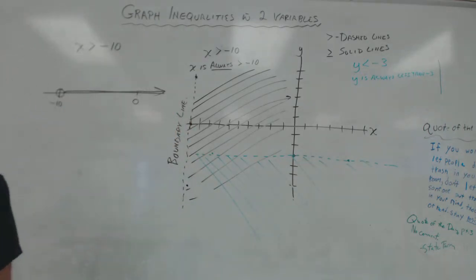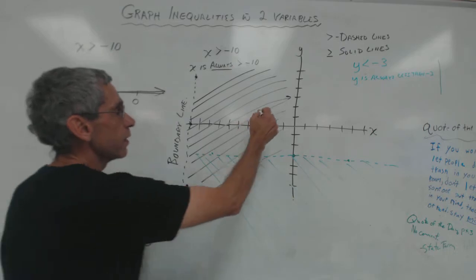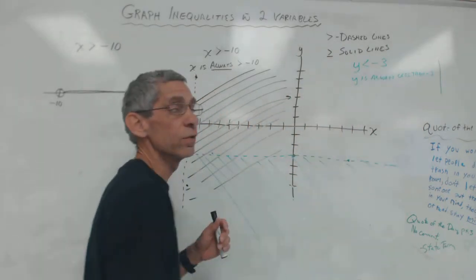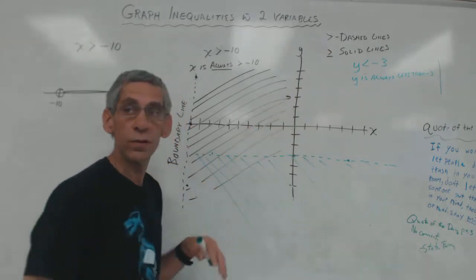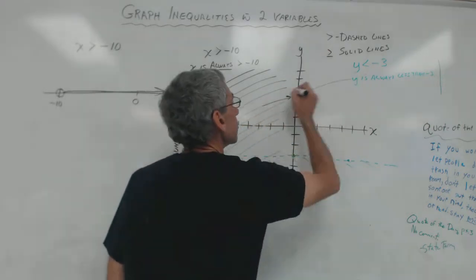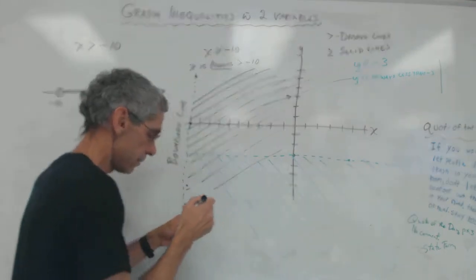For x is more than -10, couldn't you shade the other side to like the first quarter? Oh yeah, I could have. The shading goes on forever. Yeah, thank you. Good question. The shading goes on forever. I just didn't do it. I could have kept going.